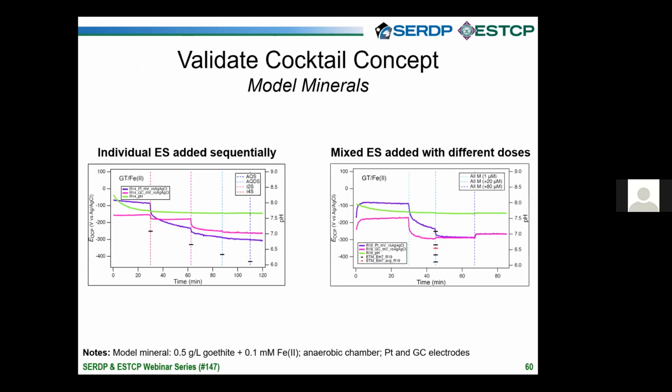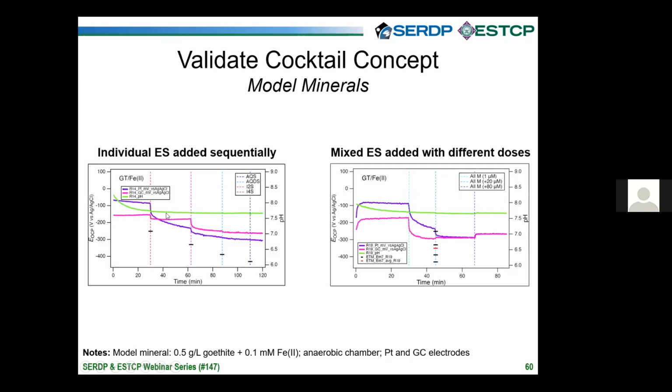So to validate the kit concept, we used model minerals under well-controlled conditions. Here, we're using the anaerobic chamber and well-mixed reactor. The figure on the left shows the ORP as a function of time. Over time, we're adding the electron shuttles individually from more positive reduction potential to more negative reduction potential. On the right, we're actually adding a mixed electron shuttle solution at individual stages with 3 different doses from low, 1 micromolar, to high, 80 micromolar.